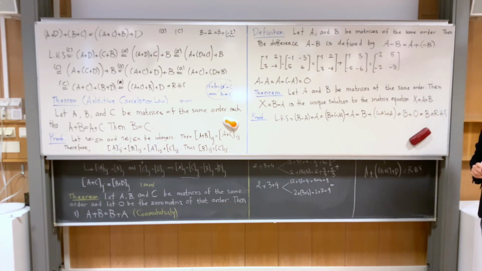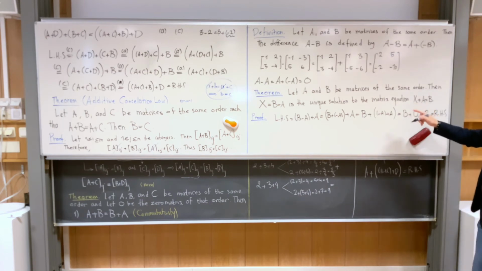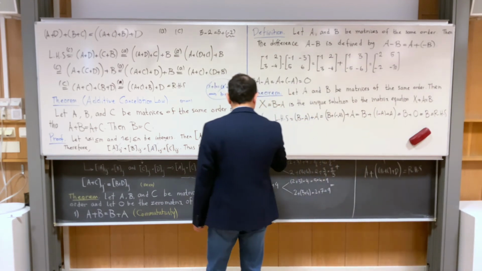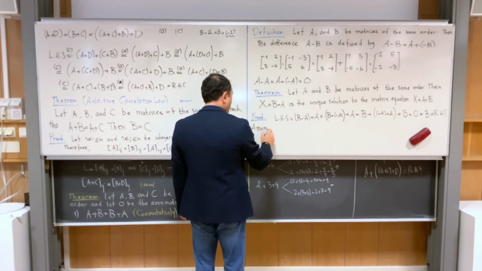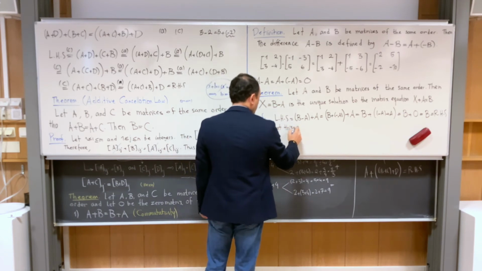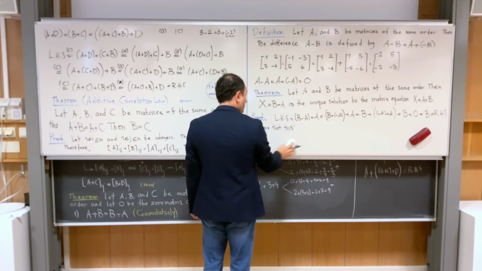Yes? So the definition of subtraction, associativity, additive inverse property, and additive identity property are all involved in this very simple proof. Okay? And now I want to show that this is the only solution. So assume that this is not the case.